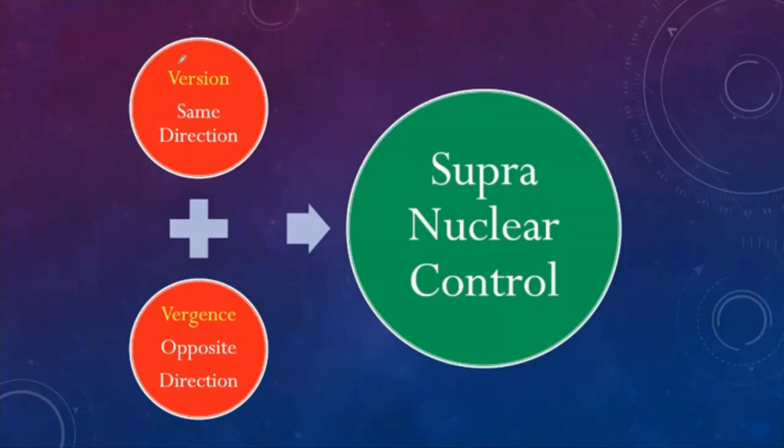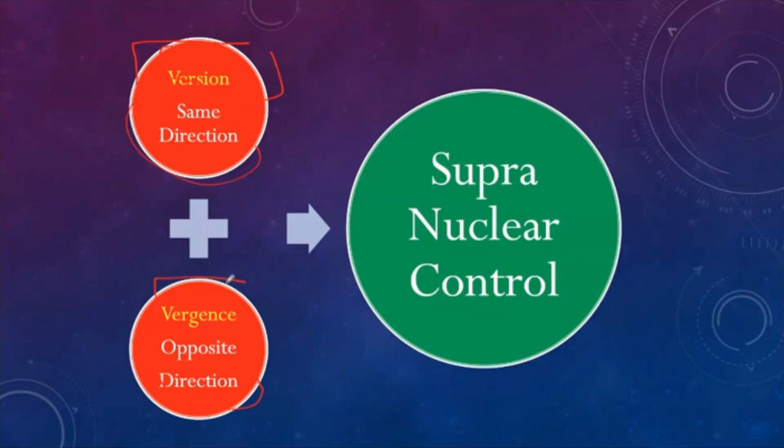Basically, we have two main movements. We will skip the duction, but we need to know the versions and the vergences. As we said, versions have the same direction, and vergences will be non-conjugate eye movement to opposite directions. And these are the movements which have supranuclear control.